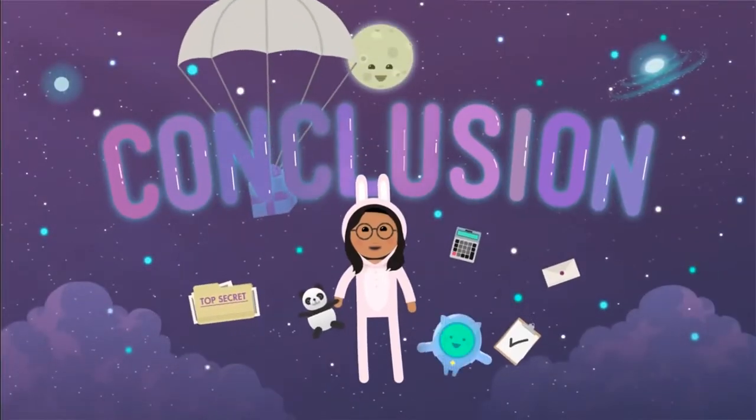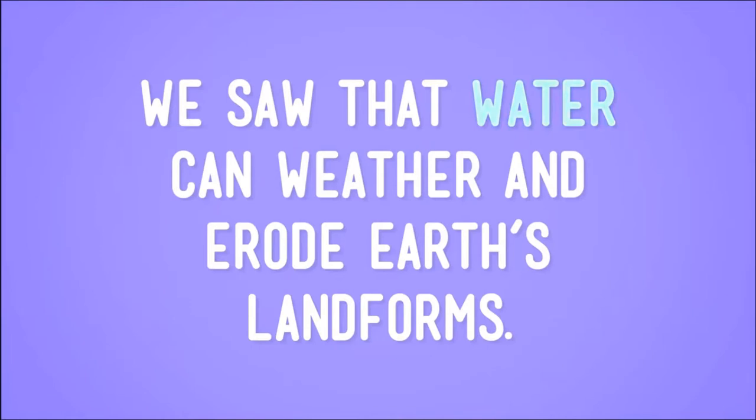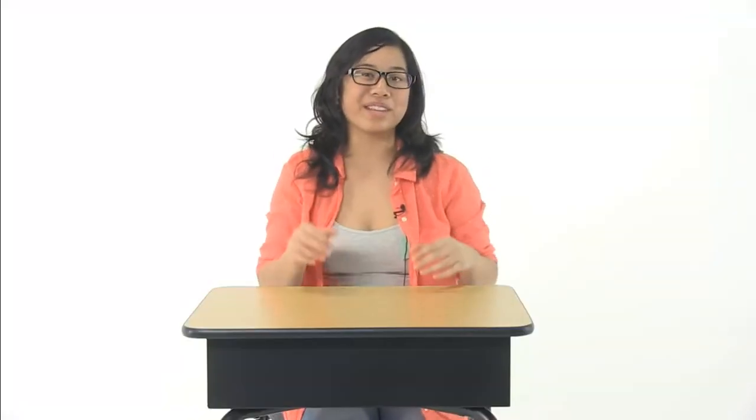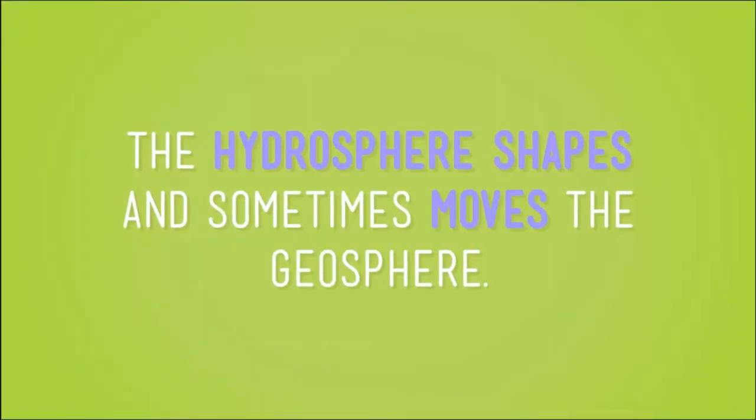So, what can we take away from this? Well, we saw that water can weather and erode Earth's landforms, and that's just one example. There are so many others, like floods weathering valleys or glaciers eroding mountains. Let me break it down for you this way. See what I did there? The hydrosphere shapes and sometimes moves the geosphere.